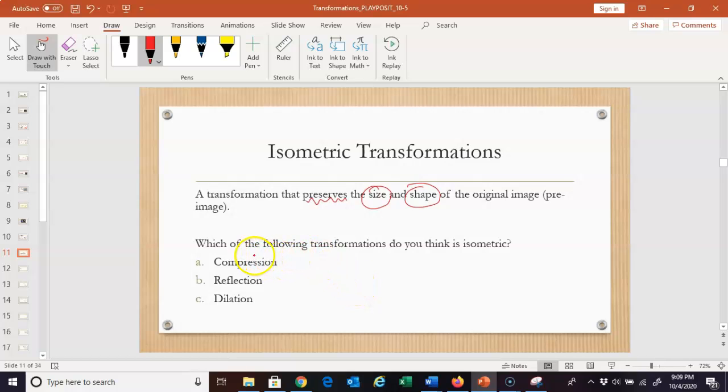Well, a compression is going to change the size, right? It's going to make it smaller. So it can't be that. A dilation is going to also change the size and make it bigger. Compression would also change the shape. That's definitely not it. So yes, it is just a reflection. A reflection is taking the exact same shape and just flipping it. So it will stay the same size and the same shape with a reflection.